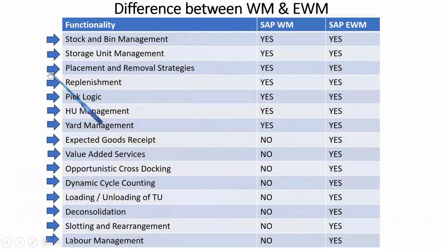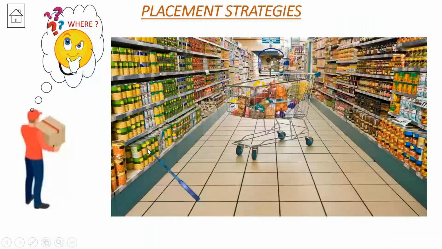So let us think about placement and removal strategies. For example, in DMart, the people can remember where they have to place the products once they receive them. But if you have 10,000 different kinds of products, is it possible for us to remember where we have to place the products?